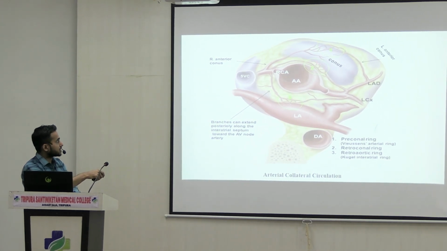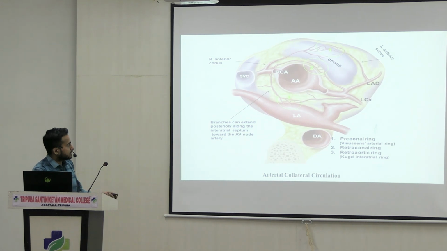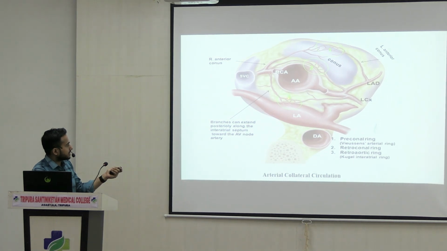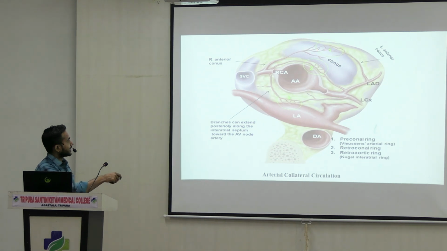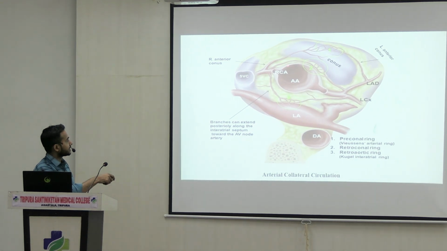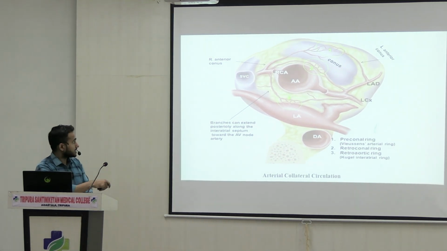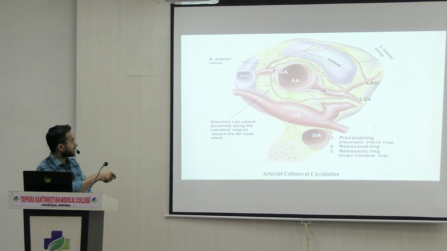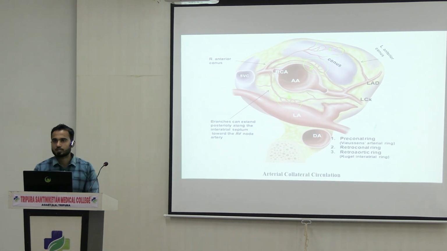So see, these are the anastomotic channels. First, this is the preconal ring, also called Vieussens' arterial ring. Then this is the retroconal ring, and here you can see the retroaortic ring, also called Kugel's interarterial ring. Here the anastomosis takes place between the branches of the left coronary artery and branches of the right coronary artery. This is the cut section of the ascending aorta, where you can see the aortic sinuses from which the right and left coronary arteries arise.